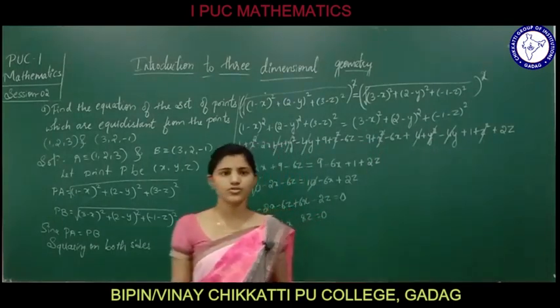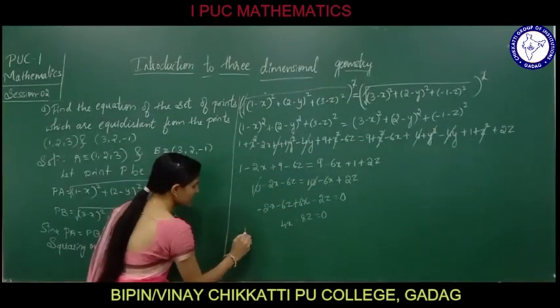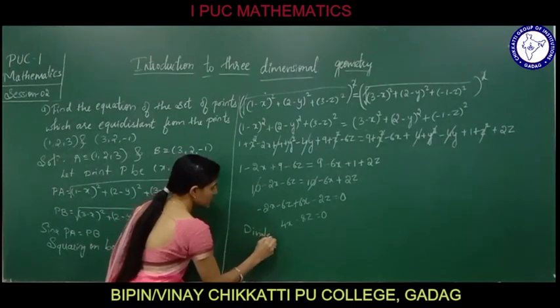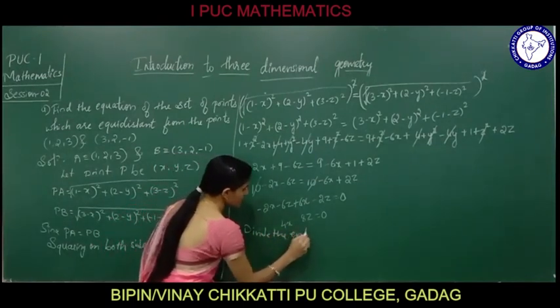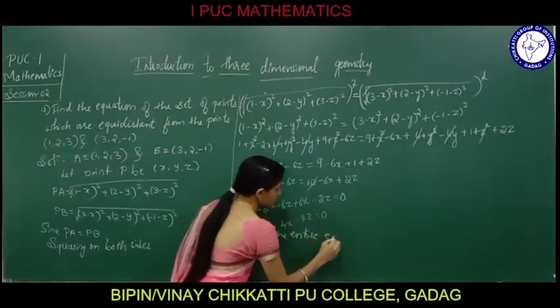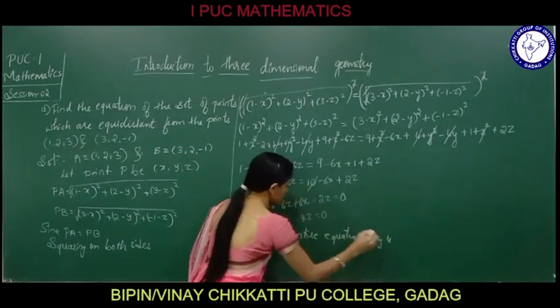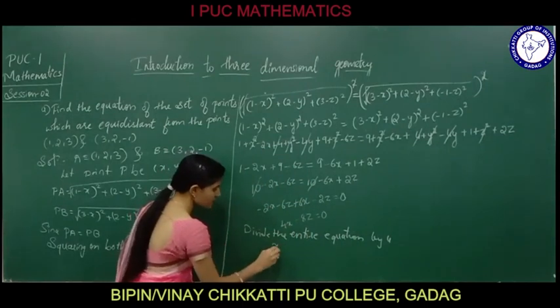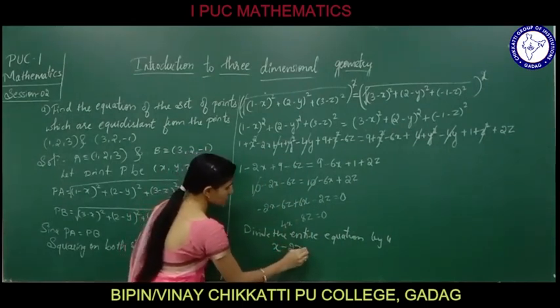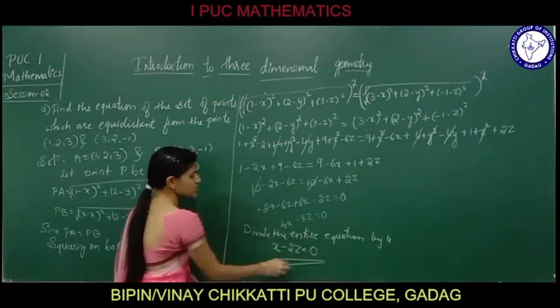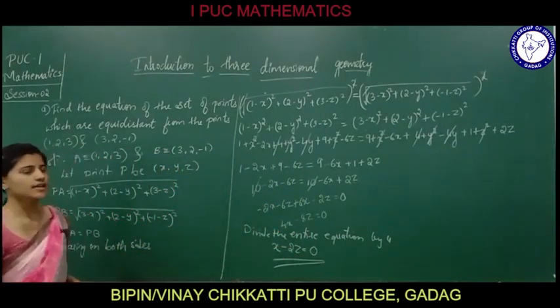Now what we are going to do is divide the entire equation by 4. On dividing it by 4, I will get x minus 2z is equal to 0. So this is going to be our required equation.